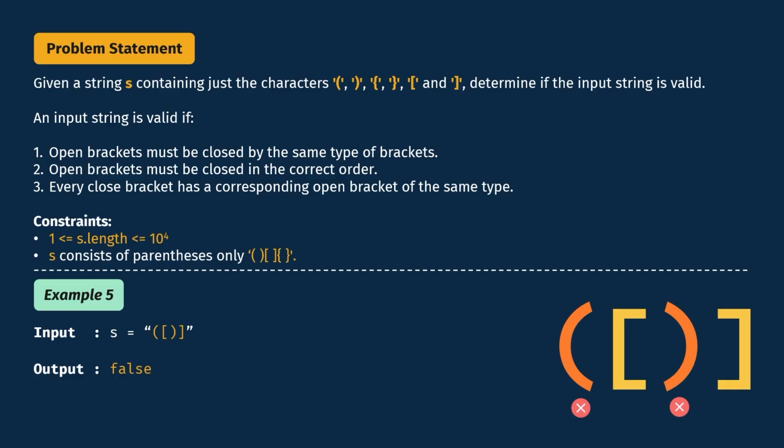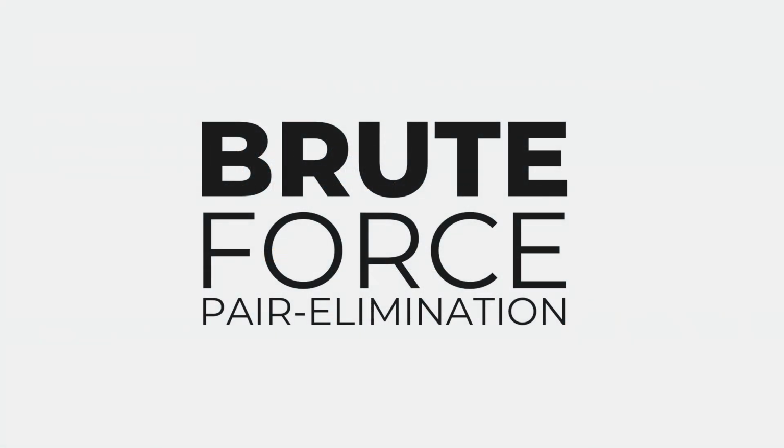Let's begin with the pair elimination approach. This method works by continuously searching for adjacent matching bracket pairs and removing them until no more pairs can be found. If we end up with an empty string, the original string was valid. If any brackets remain, the string was invalid.